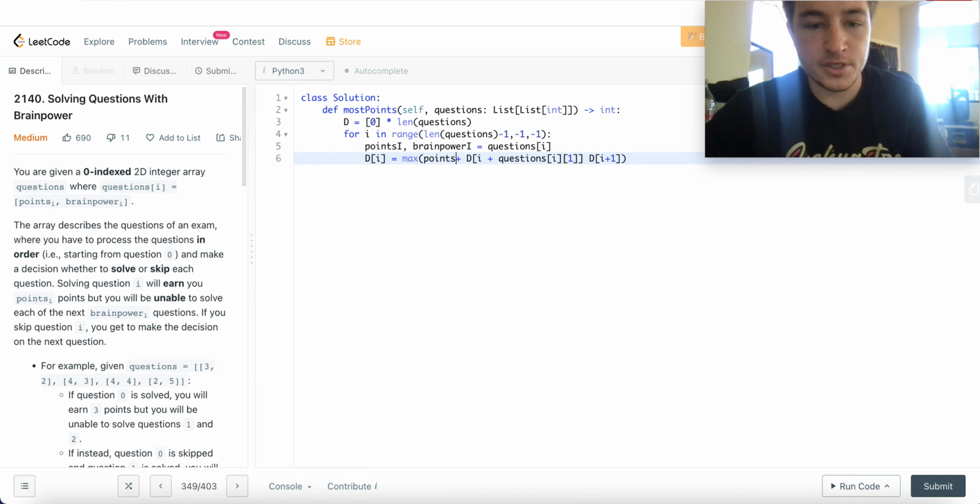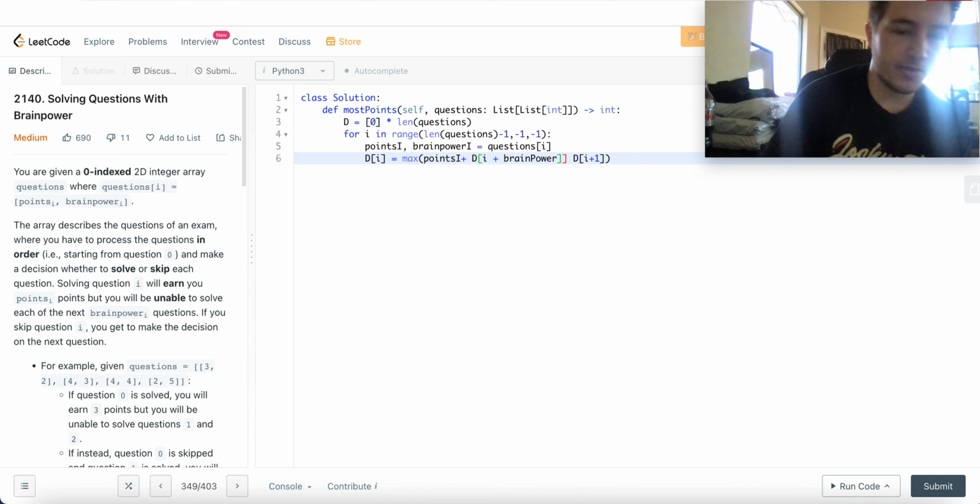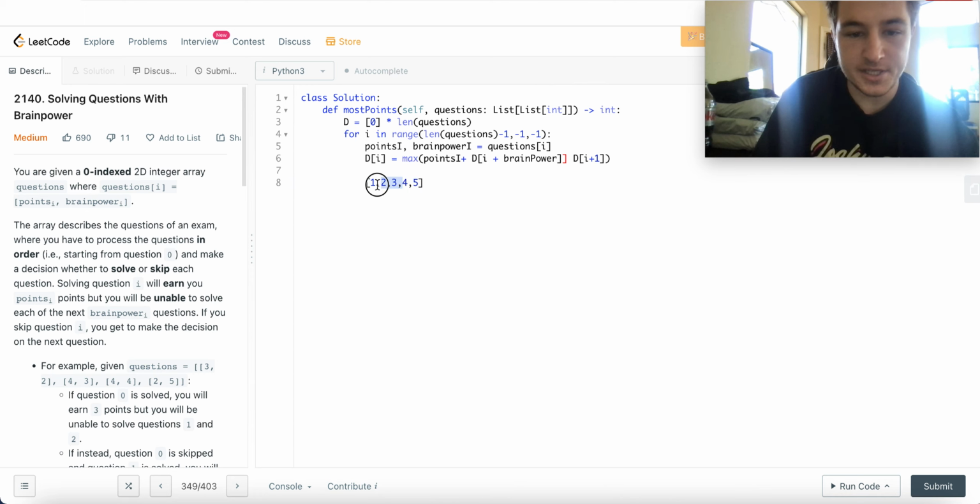So we take the points of I, and that means we have to skip forward questions. If I skip 3 in an array, I'm just trying to prove something to myself. So if I'm taking question 1, and I have to skip 2 questions, I'm at 0, and I skip 2, 1, 2. But I want to skip these 2 questions, so I need to add 3. So +1, +2, +3. So I +1.